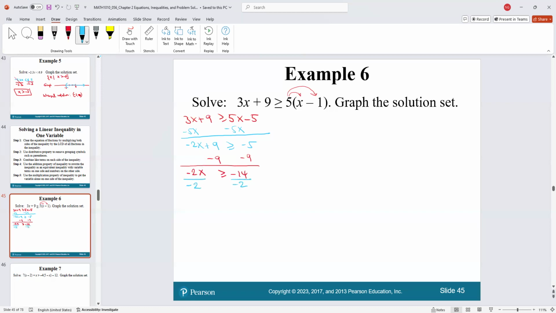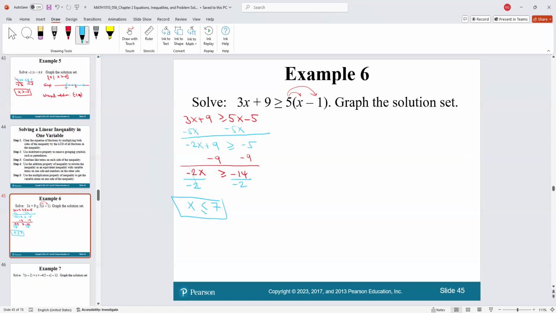Remember what we just did in the previous examples? What we need to do is keep our x on the left. Now, when we cancel the -2, the inequality symbol changes because the coefficient of x was negative. In order to solve for a positive x, we switch the inequality symbol to less than or equal to. -14 divided by -2 gives you 7. This is the answer.